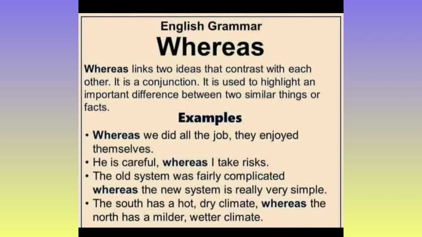Whereas links two ideas that contrast with each other. It is a conjunction. It is used to highlight an important difference between two similar things or facts. And the examples are: whereas we did all the job, they enjoyed themselves. He is careful, whereas I take risks. The old system was fairly complicated, whereas the new system is really very simple. The south has a hot, dry climate, whereas the north has a milder, wetter climate.